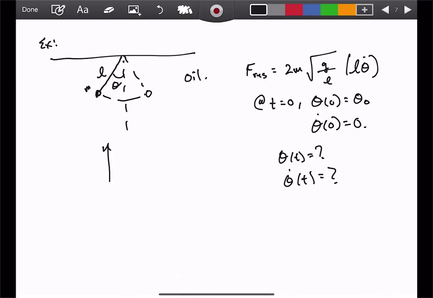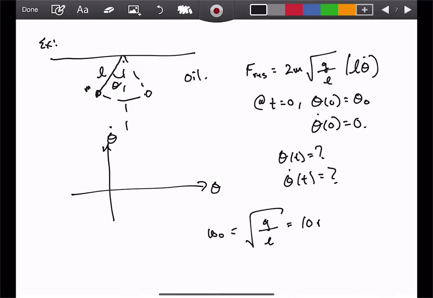So what does my phase diagram look like? In this case, we want to plot theta versus theta dot. So this is my phase diagram for particular values of the square root of g over L, which is the same thing as omega 0, equal to 10 radians per second. And then my initial angle in this case is 10 to the minus 2 radians. So good. Let's see how this actually works.